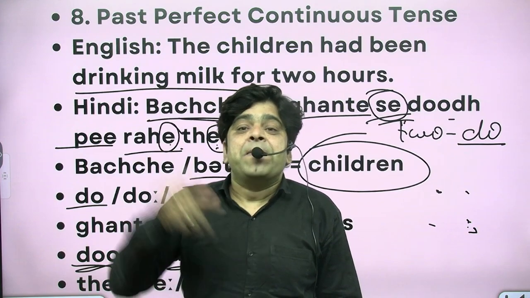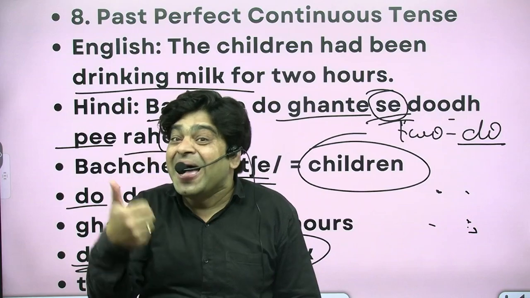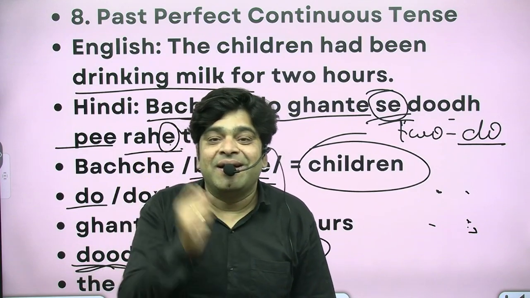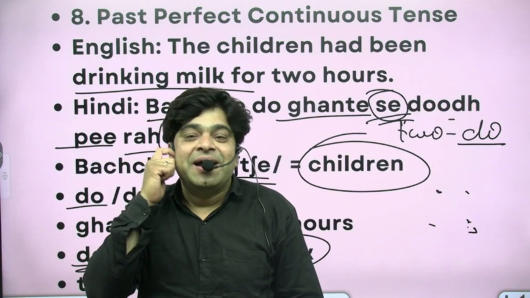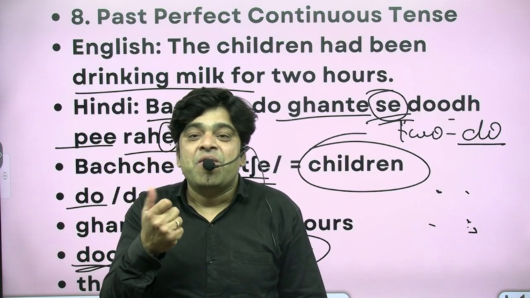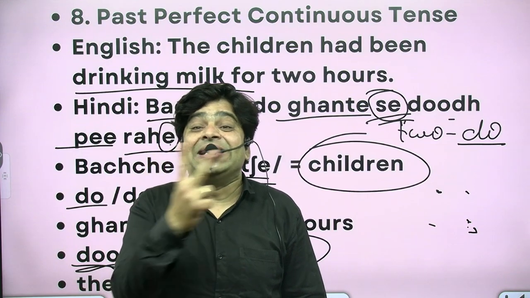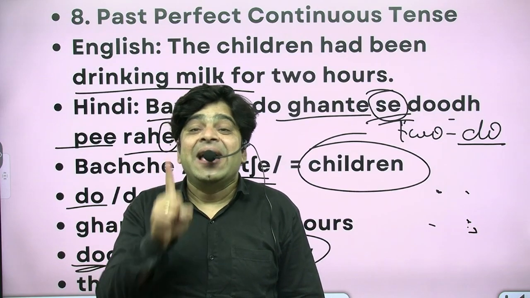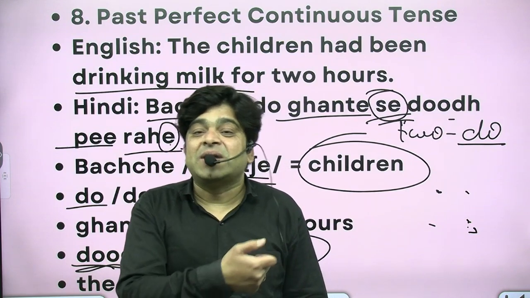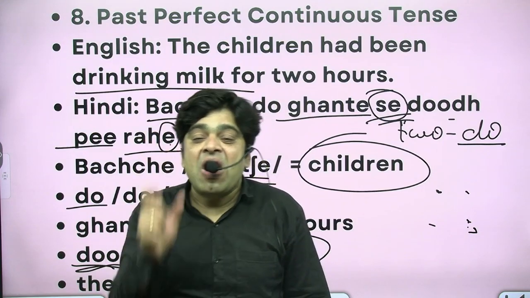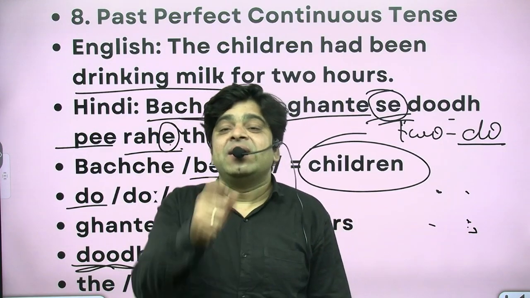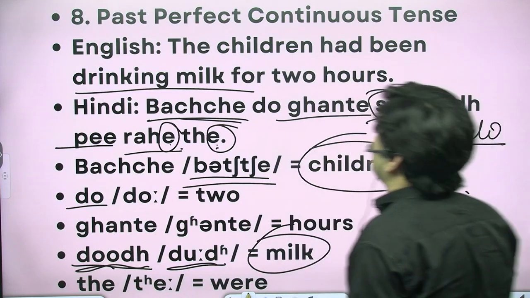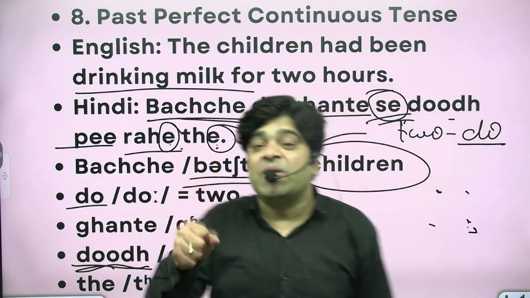So my boss, mera. It's mera; if my boss is female, meri. Got it? So, mera boss. Time preposition: for an hour, to one we call ek. Ek ghante se. What? Drinking coffee. Coffee पी रहा था, पी रही थी, पी रहे थे. Here the children had been drinking milk for 2 hours: बच्चे 2 घंटे से दूध पी रहे थे.